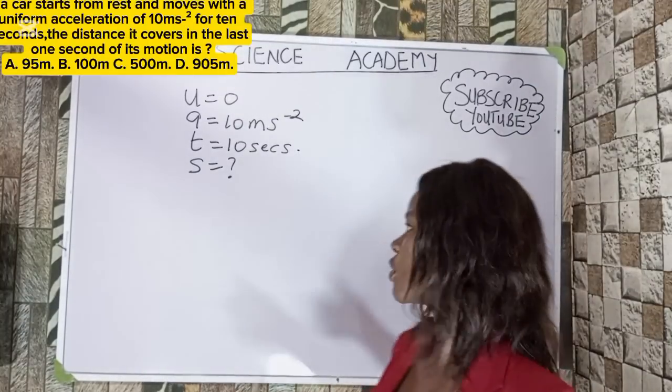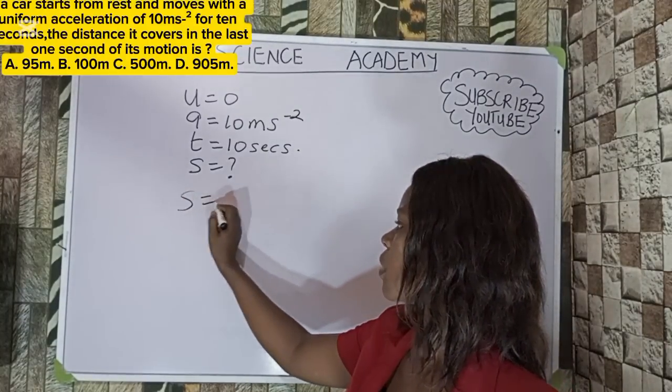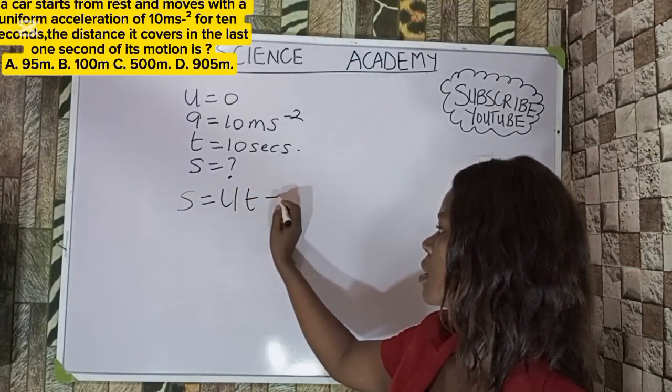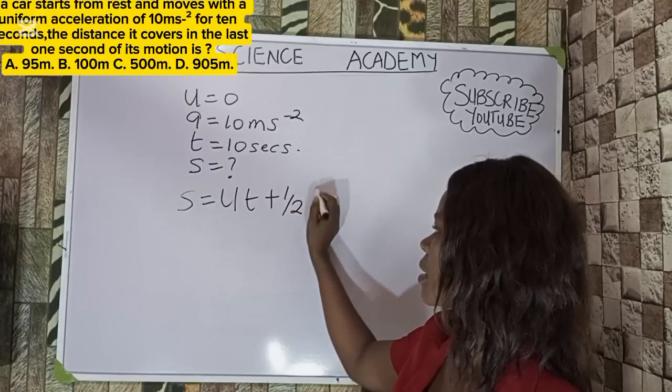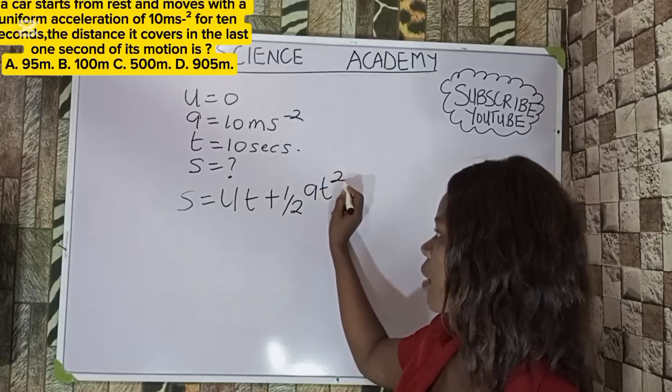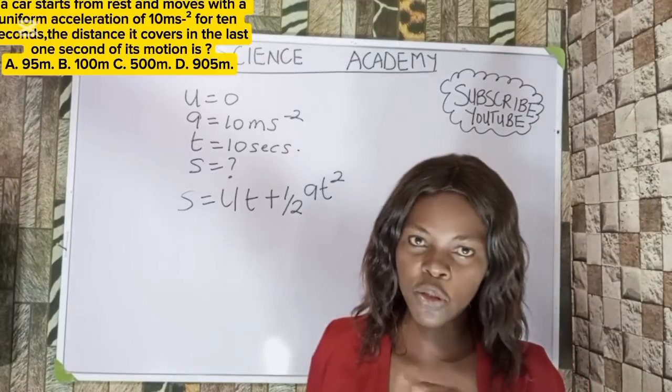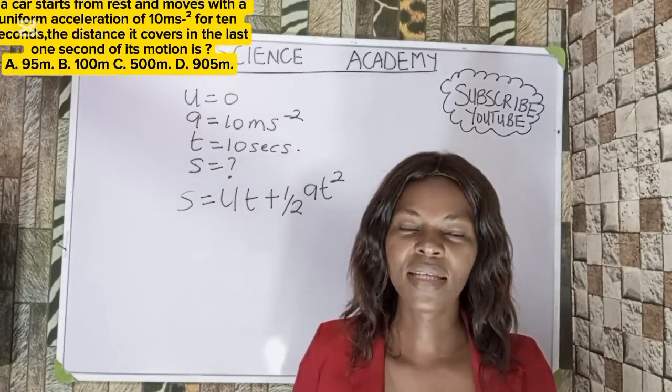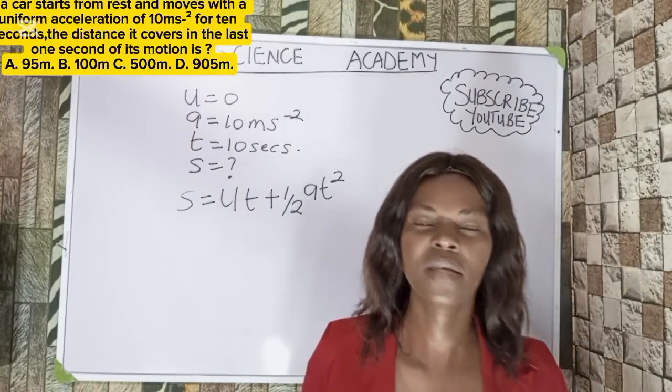Now using this equation, x equals ut plus half at squared, you must look at the question closely. You understand that it says the distance covered in the last 1 second.